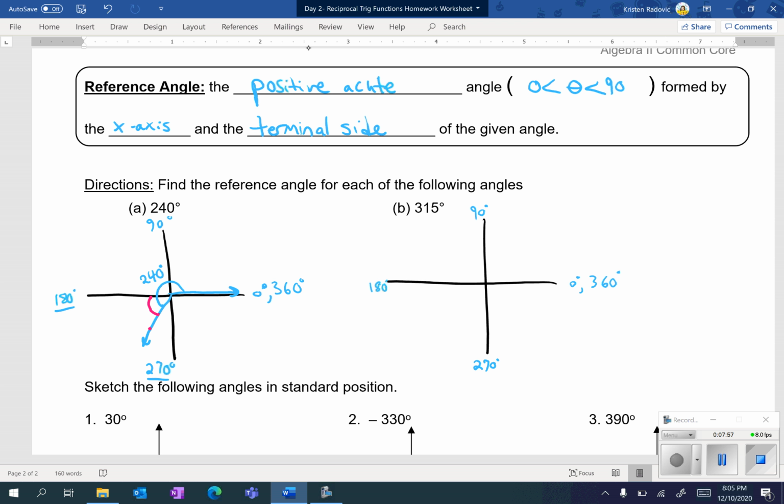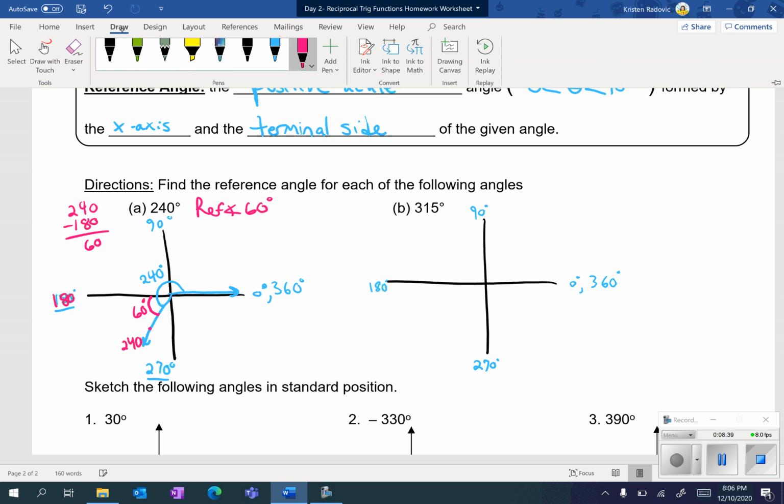So I'm starting at the terminal side, compare it to the x-axis, and from there, basically, I started at 240. I compared it to 180. So that means this angle measure would be 240 minus 180. It would be an angle measure of 60 degrees. So my reference angle for 240 is 60 degrees. And the math is going to be a lot easier for 60 degrees than it is for 240.